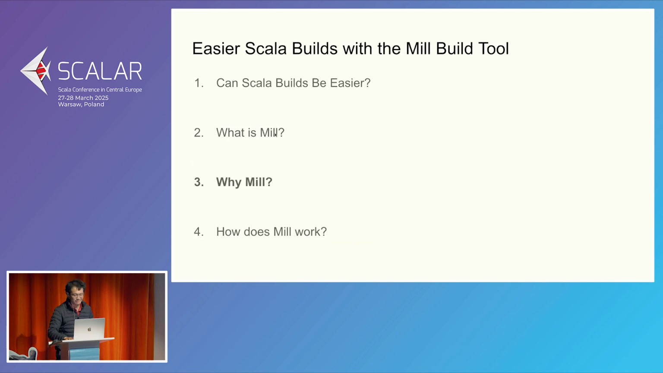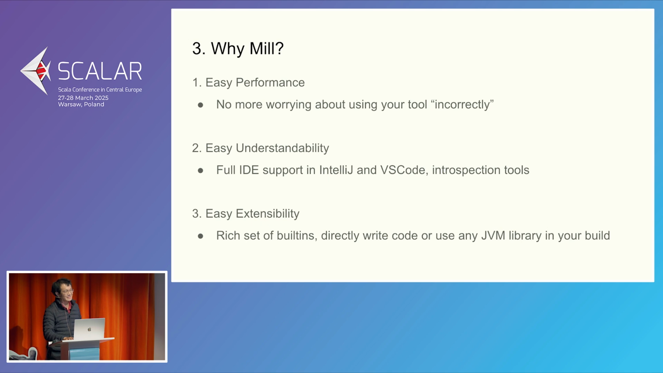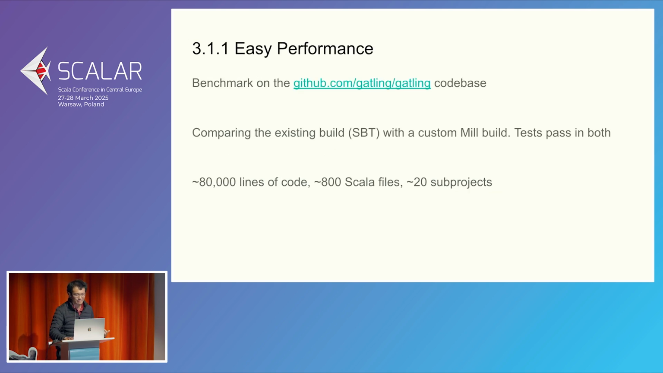So why Mill? There are basically three reasons here, and it tries to fix the problems we saw with sbt earlier. For example, performance. For example, you look at the Gatling code base again. This is our benchmark. We ported the build over from sbt to Mill. Took about 3 hours to do manually. It wasn't terribly complicated. Nowadays, you have an auto importer to make it even faster. And it's 80K lines of code, 20 subprojects. Tests pass in both sbt and Mill. It's more or less a complete port.